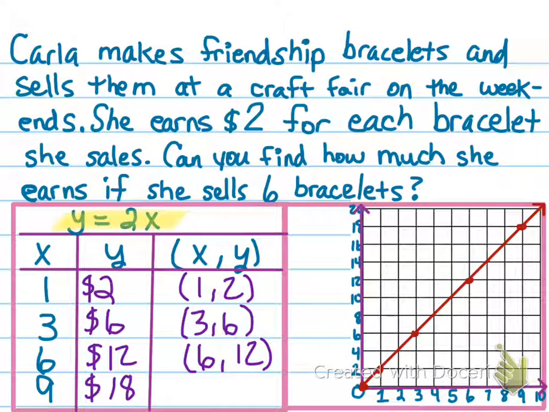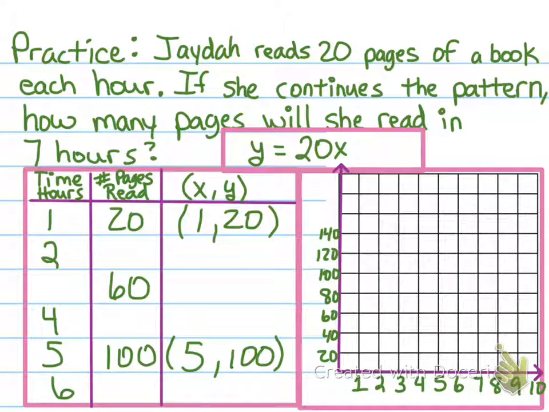Now I'd ask how much would she make if she sells 6 bracelets, and I can see based on my graph and on my input-output table, if she sells 6 bracelets, she would make $12. So the ordered pair 6, 12 represents my answer to this problem. If she sells 6 bracelets, she would make $12. Perfect. Let's do a practice problem.